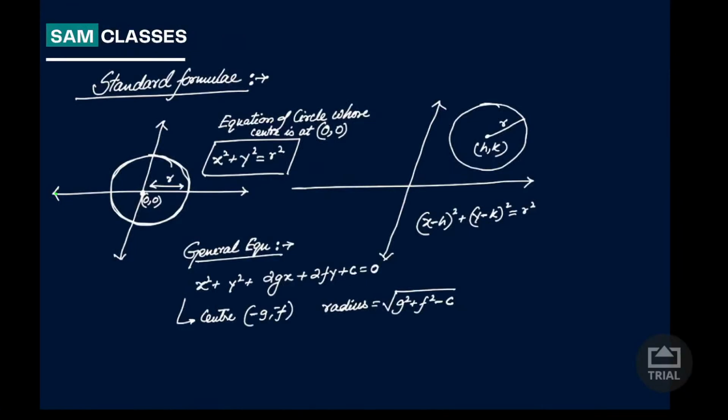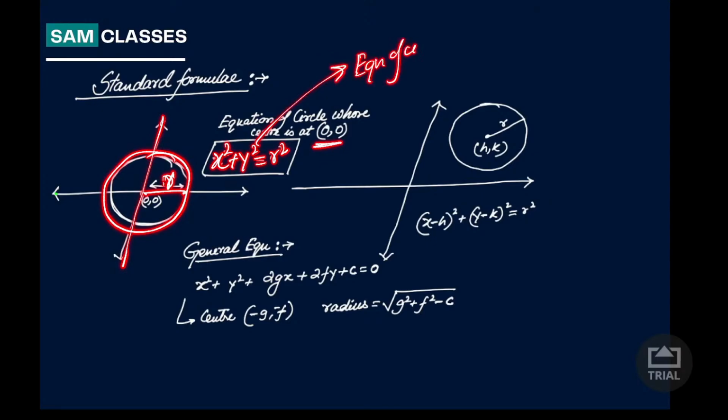Next, standard formula for a circle. If somebody asks, what is the equation of a circle with its center at 0 comma 0? This is the diagram with radius r, and the equation is x square plus y square is equal to r square. Clear? This is the equation of a circle whose center is at 0 comma 0, that is the origin, and radius is r. That's it. Clear?